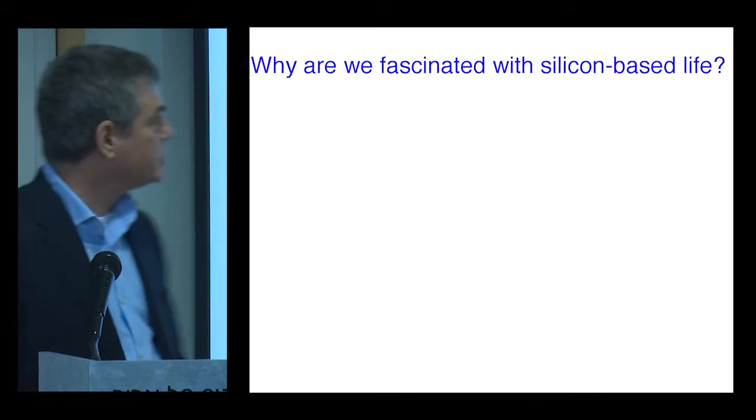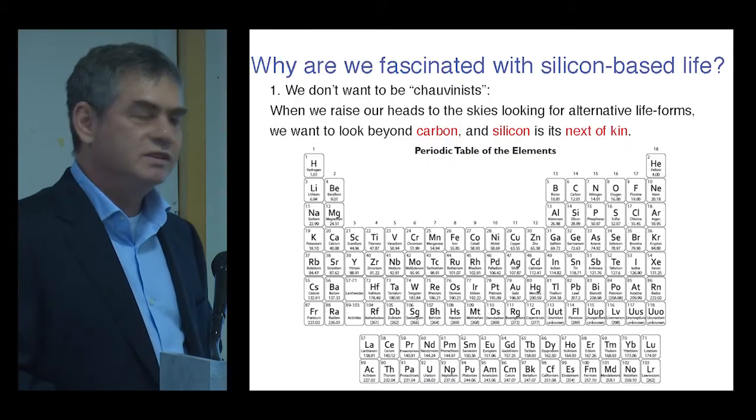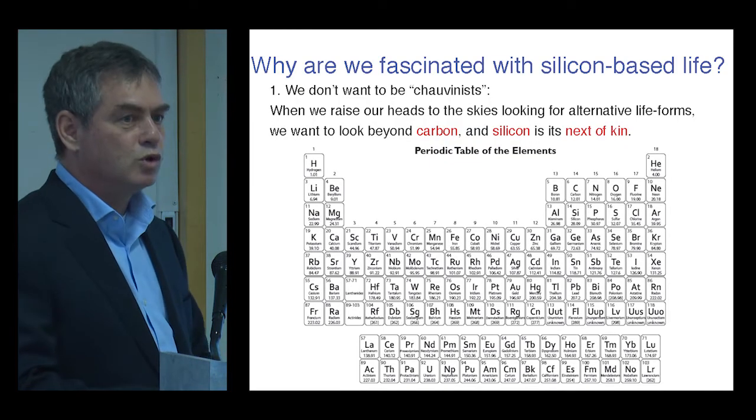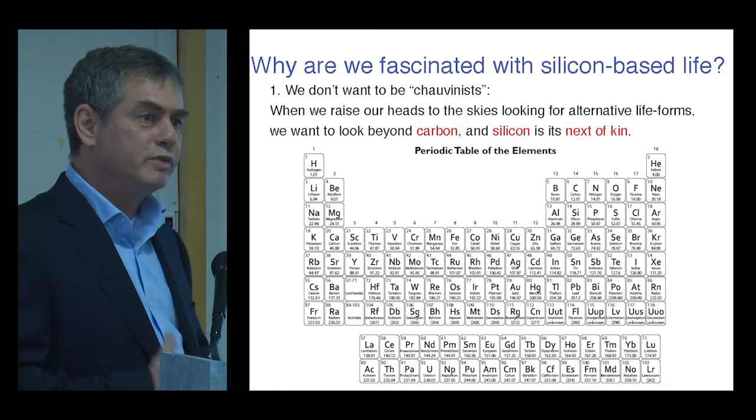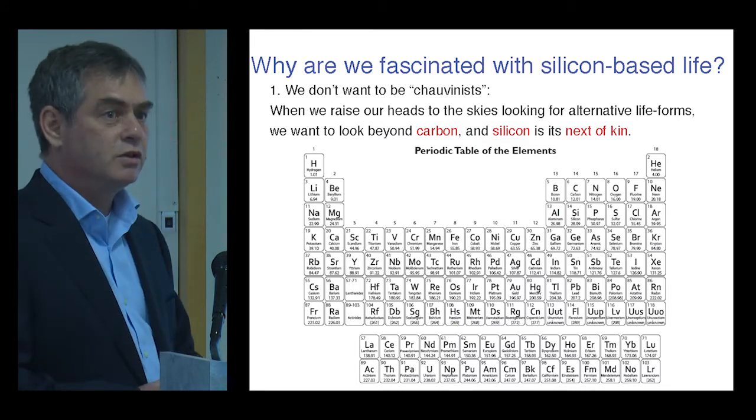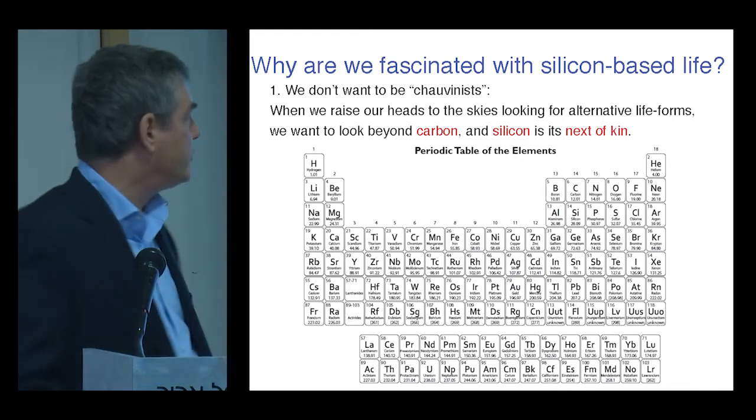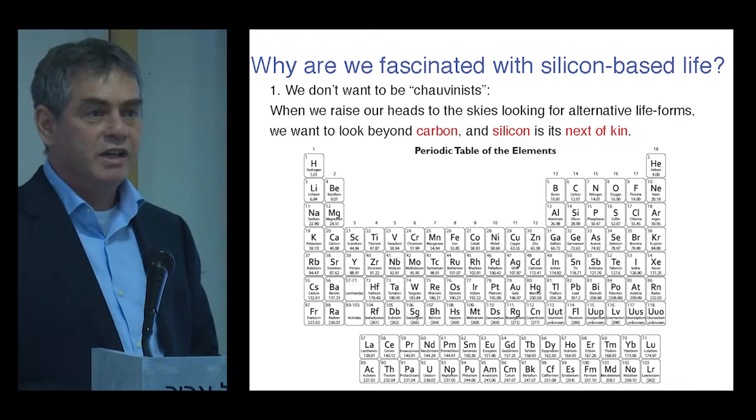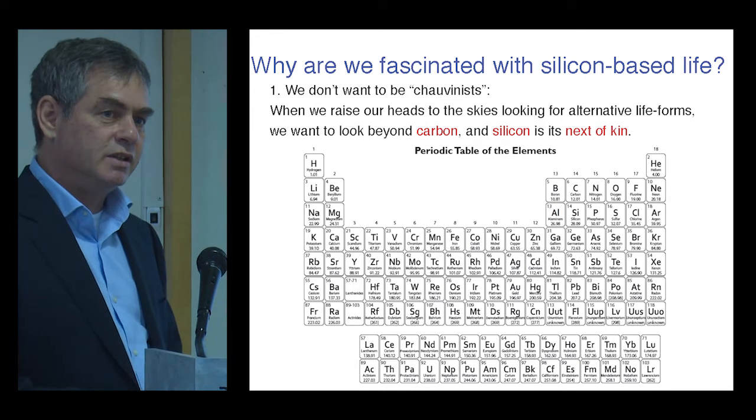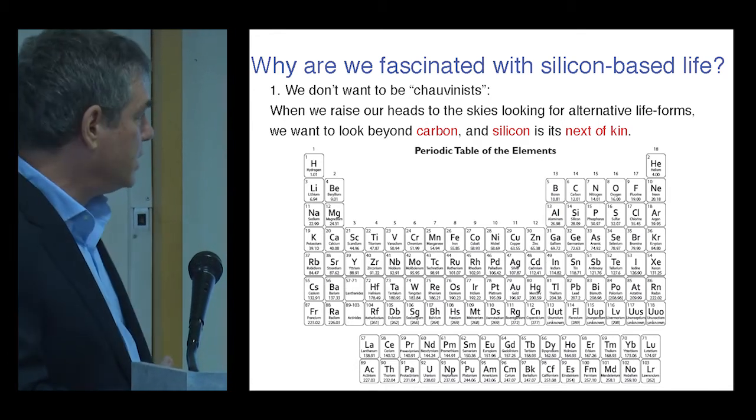So, why are we so fascinated with the relationship of carbon and silicon, and in particular silicon-based life? I find two reasons for that. The first one is that we don't want to be chauvinist. We do not want to be considered as chauvinists, concentrating only on carbon. So when we raise our heads to the skies looking for alternative life forms, we want to look beyond carbon, and silicon is its next of kin. It's the closest family member to carbon.